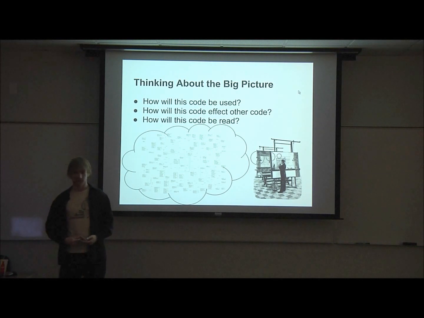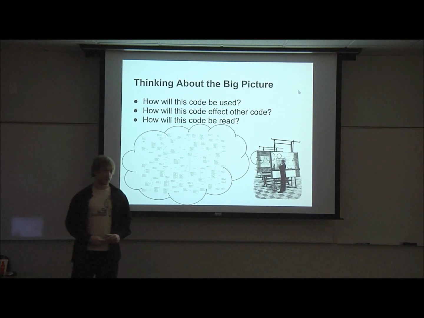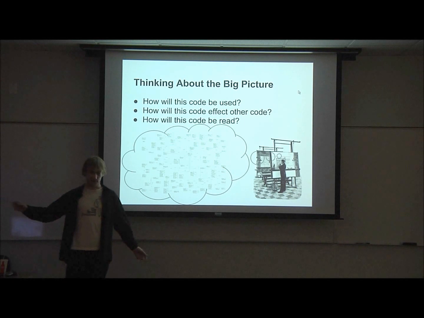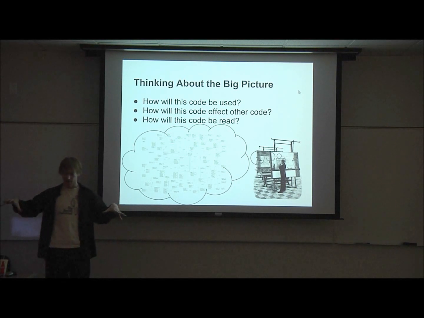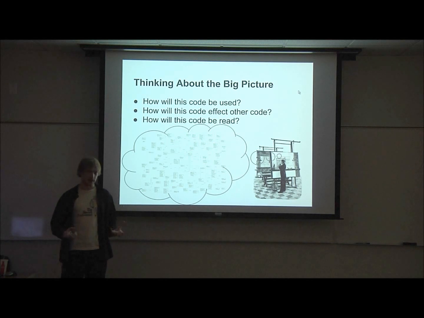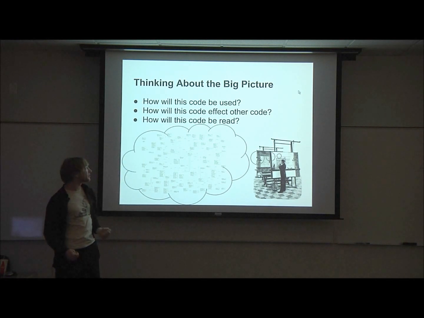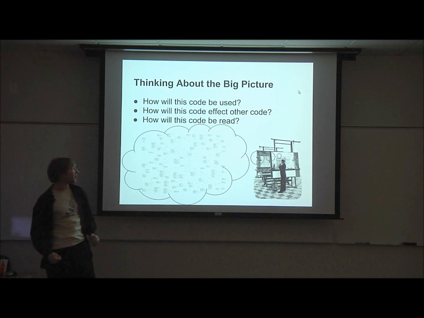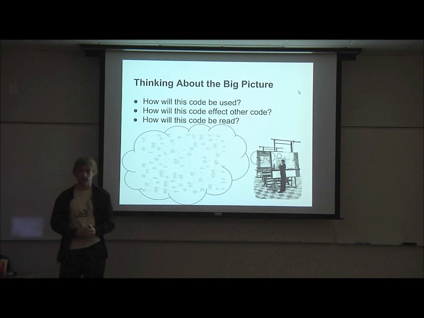Thinking about the big picture. So I always view architecture as kind of like flying over a city, and you're just viewing the entire thing, the entire program. And you have to have an idea of all the code in the engine, how it's going to interact, how all the systems are going to communicate with each other. And you also have to be thinking every time you're writing code, how will this code be used, how will this code affect other code, and how will this code be read.